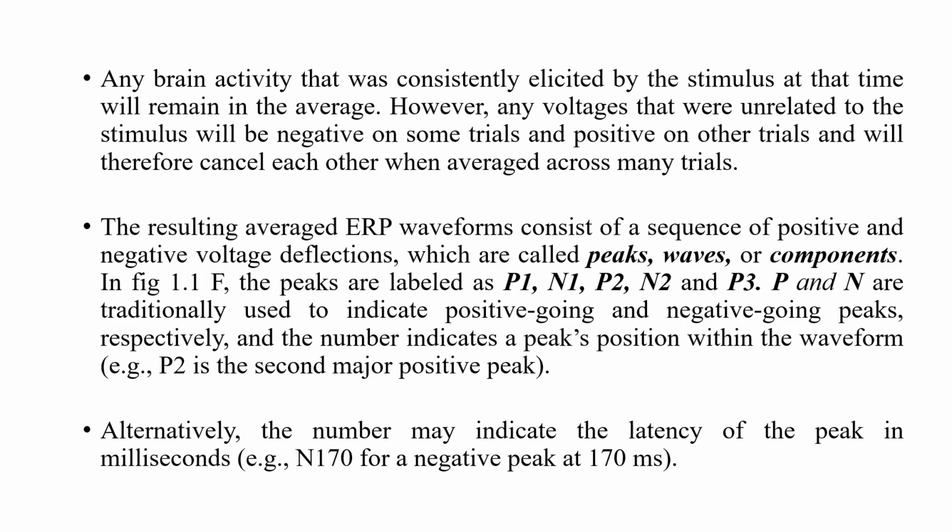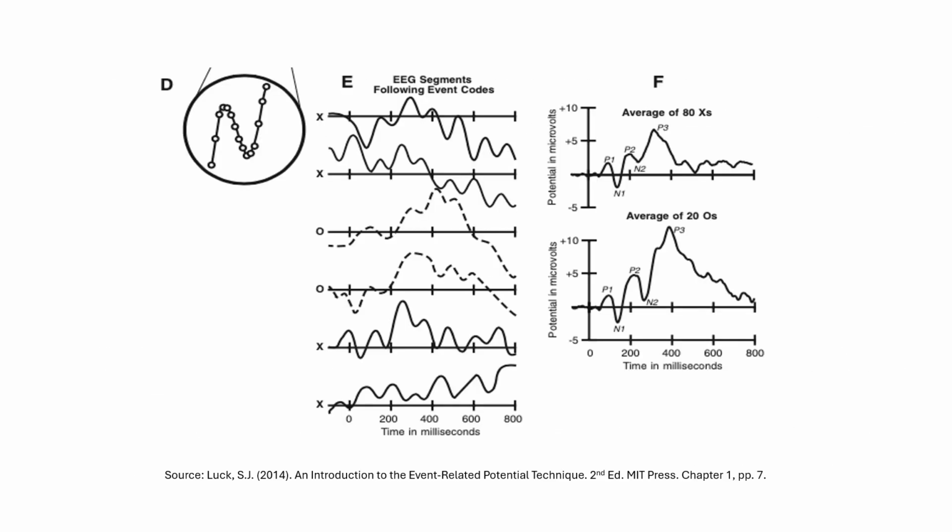Any brain activity that was consistently elicited by the stimulus at that time will still be in the average. However, any voltages that were unrelated to the stimulus will be negative on some trials and positive on some trials, and therefore they will cancel out during the averaging. The resulting averaged waveform will consist of a sequence of positive and negative voltage deflections, which we can call peaks, waves or components, and you can see here that they are named separately.